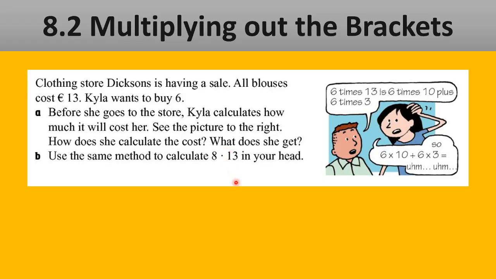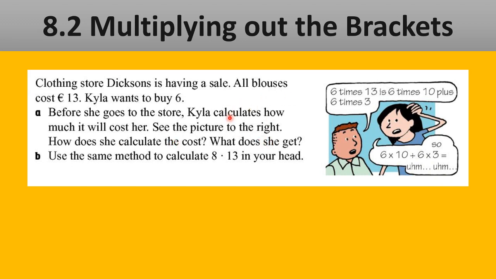means. So for example, this is an exercise out of the book. I think it's exercise 11. Clothing store Dixon's is having a sale. All blouses cost 13 euros. Kyla wants to buy 6. Before she goes to the store, Kyla calculates how much it will cost. See the picture to the right. How does she calculate the cost?